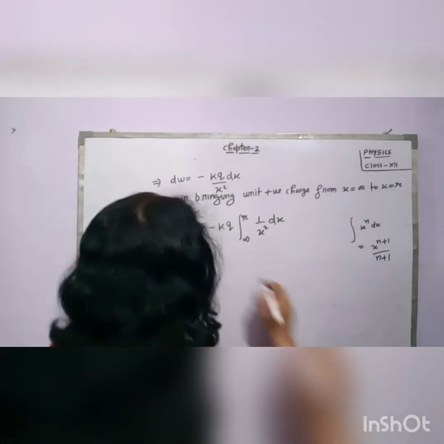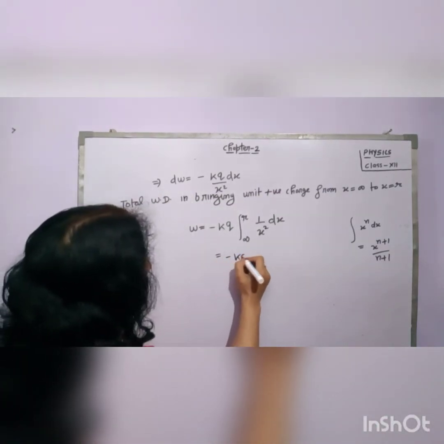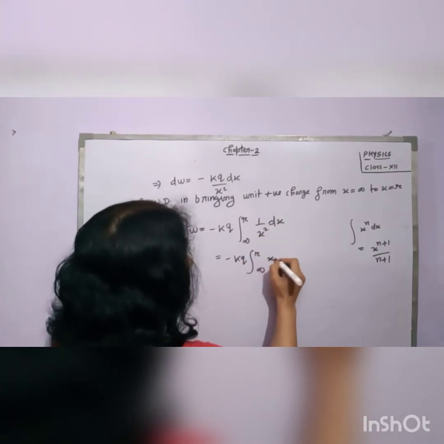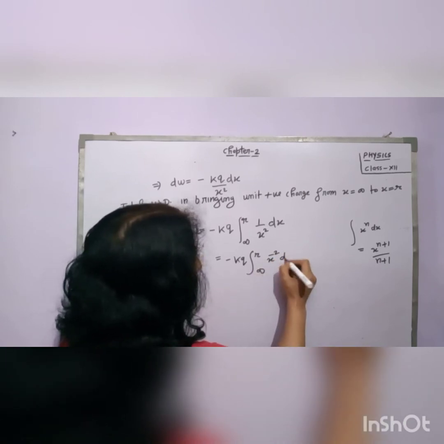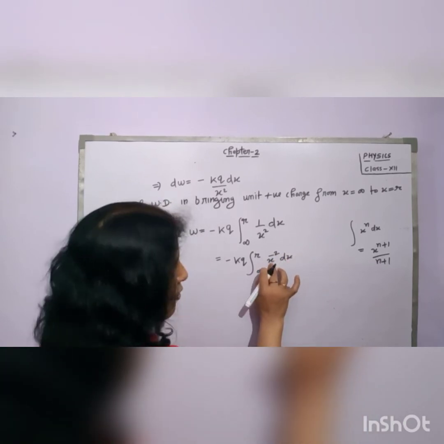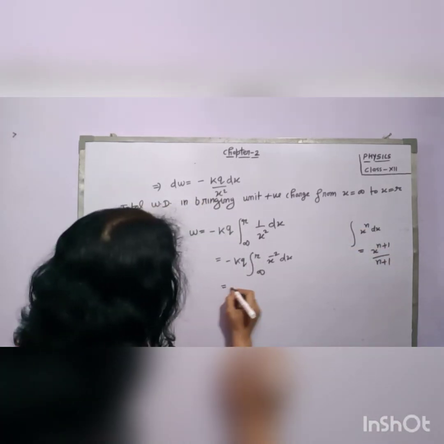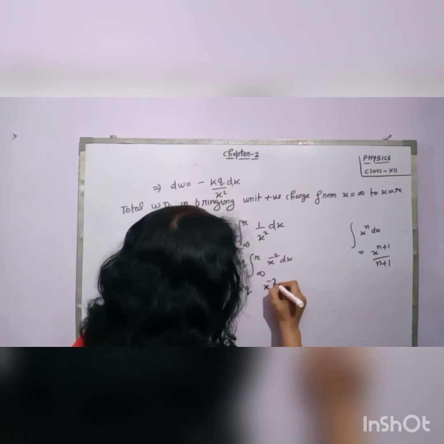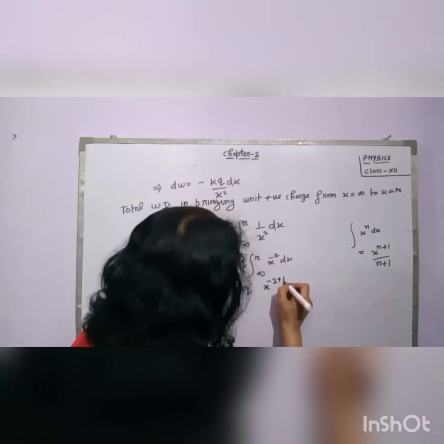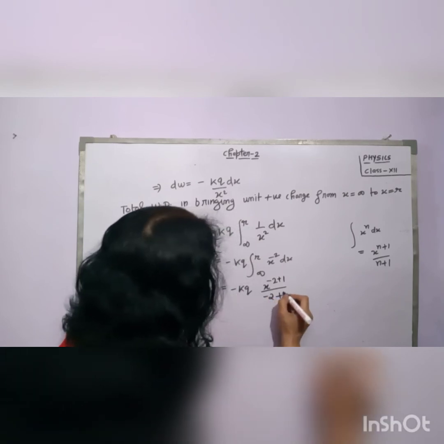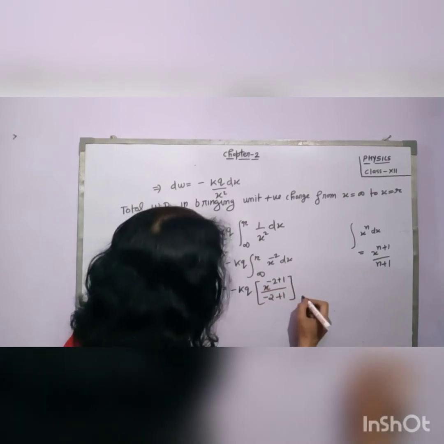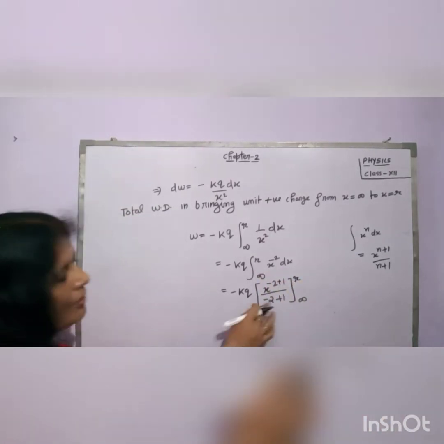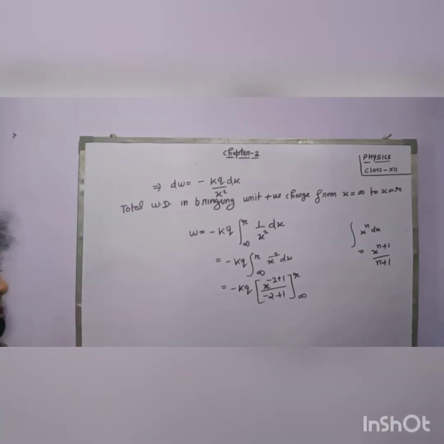Now you can write it here also, minus kq, when it comes upward it becomes x raised to the power minus 2 dx. Now this is of the same form as this one. You can write here kq, x raised to the power minus 2 plus 1 divided by minus 2 plus 1, within the limits of integration, infinity to r. Now minus 2 plus 1 becomes equal to minus 1.